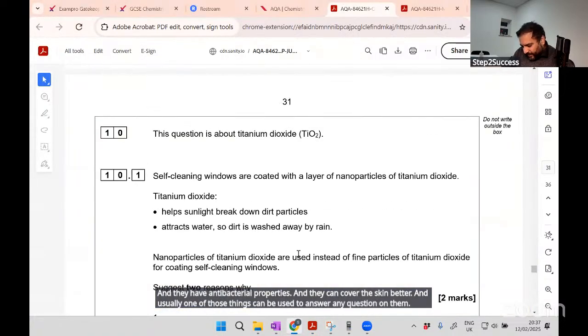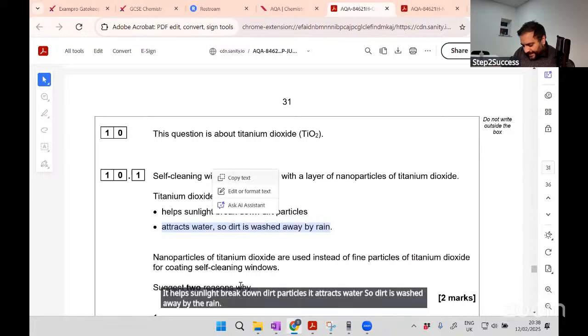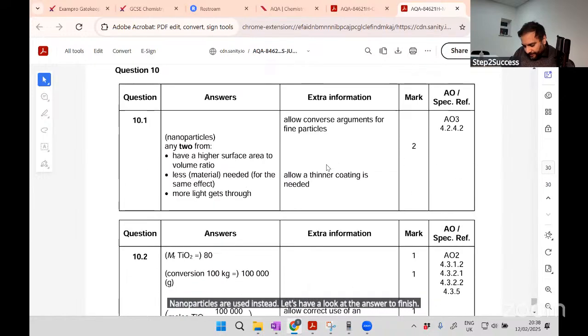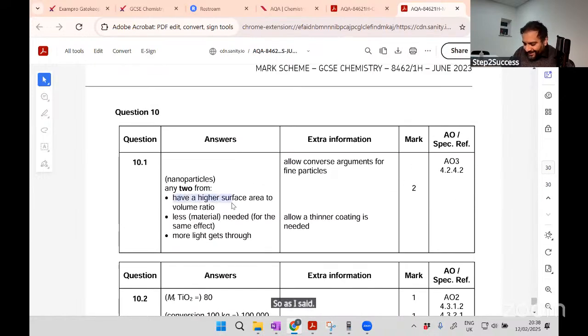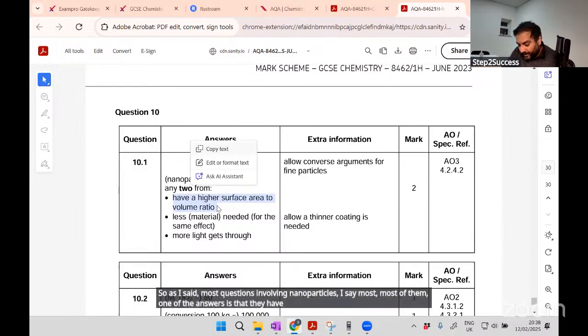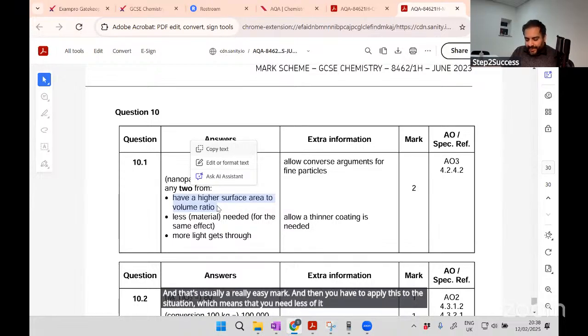So, self-cleaning windows are coated with a layer of nanoparticles of titanium dioxide. It helps sunlight break down dirt particles. It attracts water, so dirt is washed away by the rain. Nanoparticles are used instead. Let's have a look at the answer to finish. So, as I said, most questions involving nanoparticles, I say most of them, one of the answers is that they have a high surface area to volume ratio. And that's usually a really easy mark. And then you have to apply this to the situation, which means that you need less of it to get the same effect. So the whole process is cheaper, basically, because you don't need to use as much of it on the window, essentially, because it's got a high surface area to volume ratio.